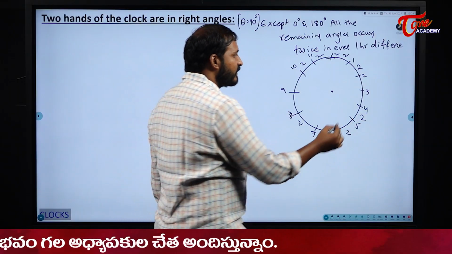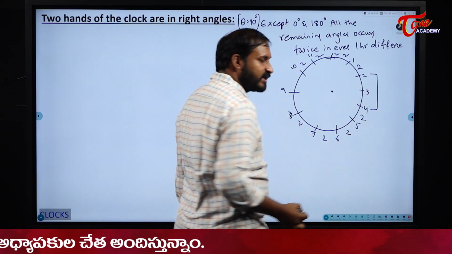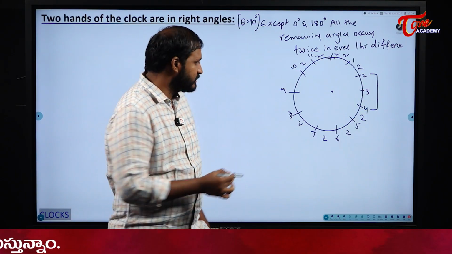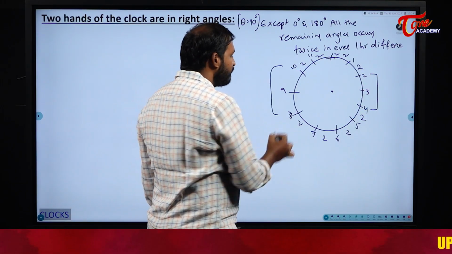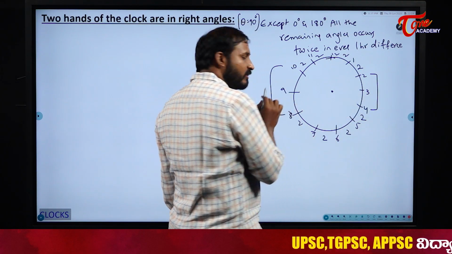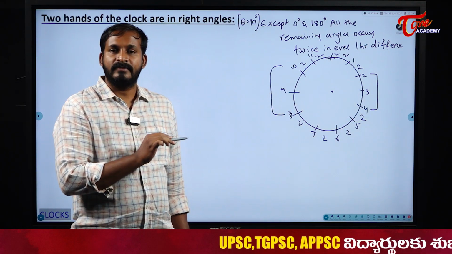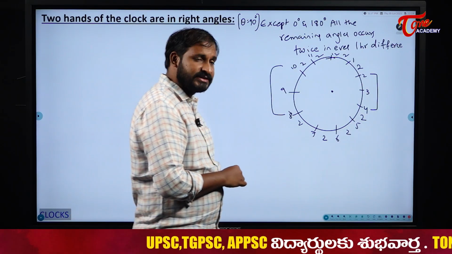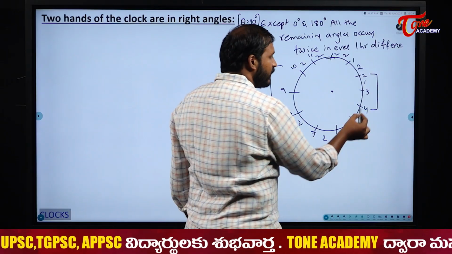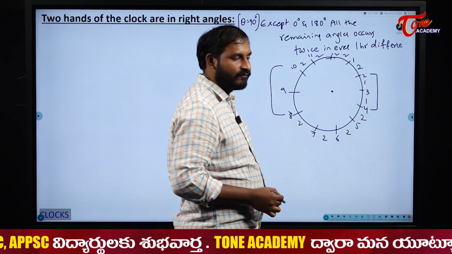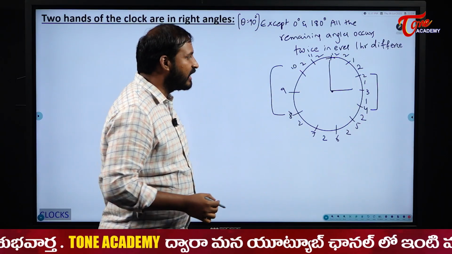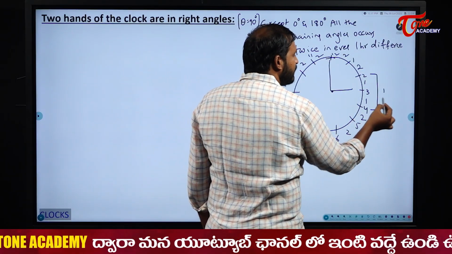But please observe from 2 to 4. What is the time difference between 2 and 4, students? The time difference between 2 and 4 is 2 hours. Between 10 and 8, what is the time difference? 2 hours. That means you should get 4 right angles here, 4 right angles here. But we will get only 3 right angles each. How? We will get 1 right angle between 2 and 3, and only 1 right angle between 3 and 4. We will have a common right angle at 3 o'clock. Because of that reason, we will lose 1 right angle here.